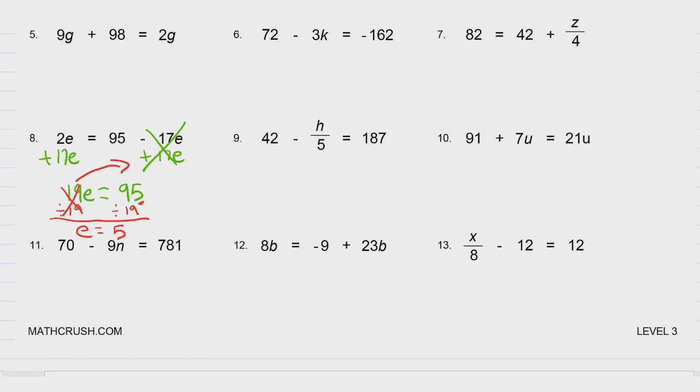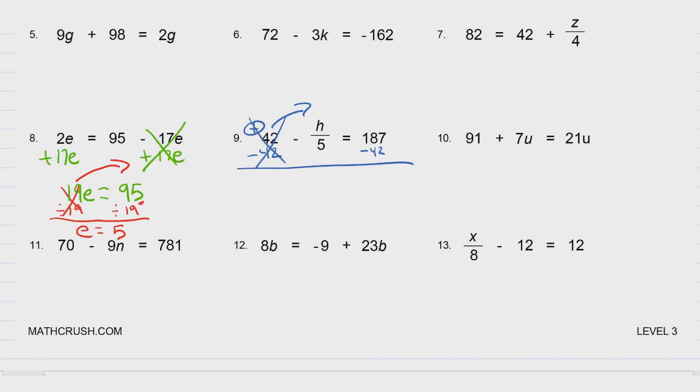All right, problem number 9. We have 42 minus h over 5, so no one is happy over here. And we have 187 by himself, so there's no way we're moving that 187. And since we have a number here by himself, it means we should move all the numbers to this side. And just like the problem before, we should move this 42 first because he's not next to the variable, and also it's a quick addition or subtraction. And since there's no sign, it's a positive, so the opposite would be minus 42.